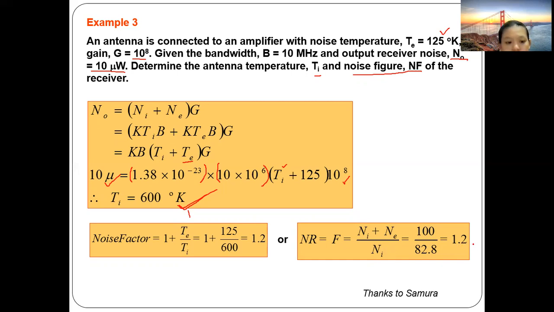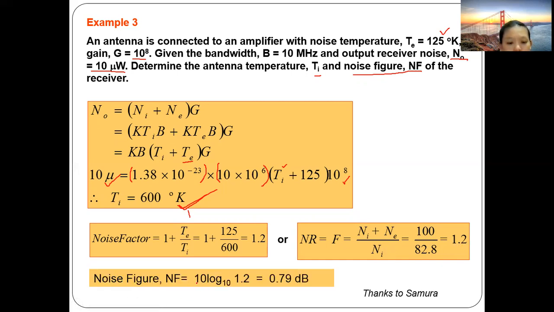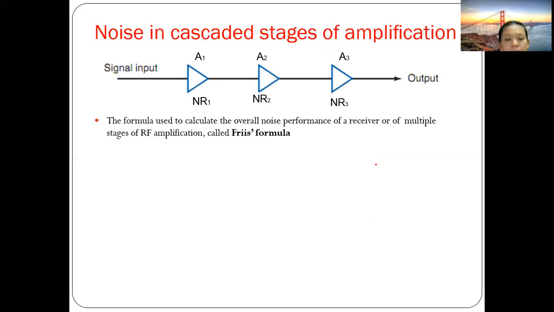Then after that, we substitute to get our noise figure NF, which is 10 log 1.2. So we have 0.79 dB. Okay, done for this question, example 3.